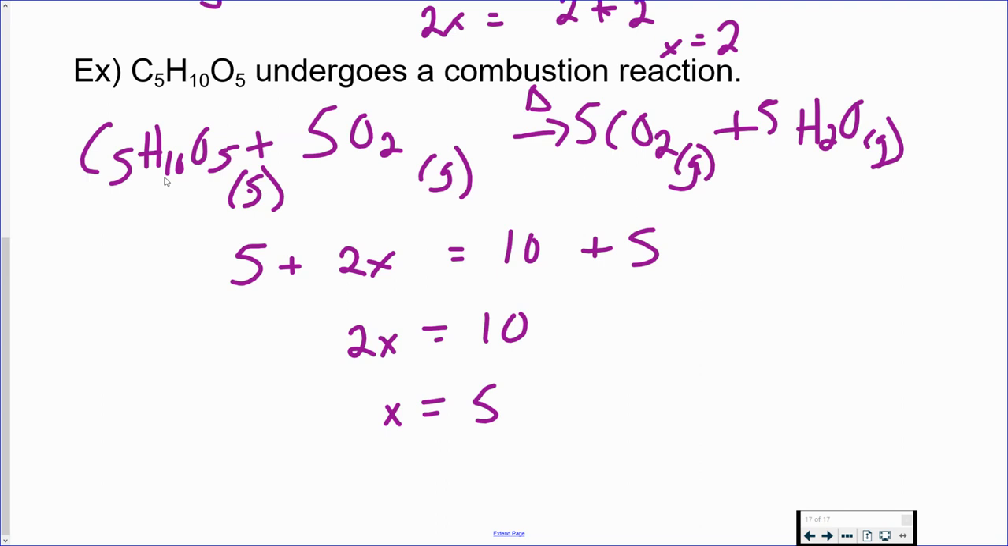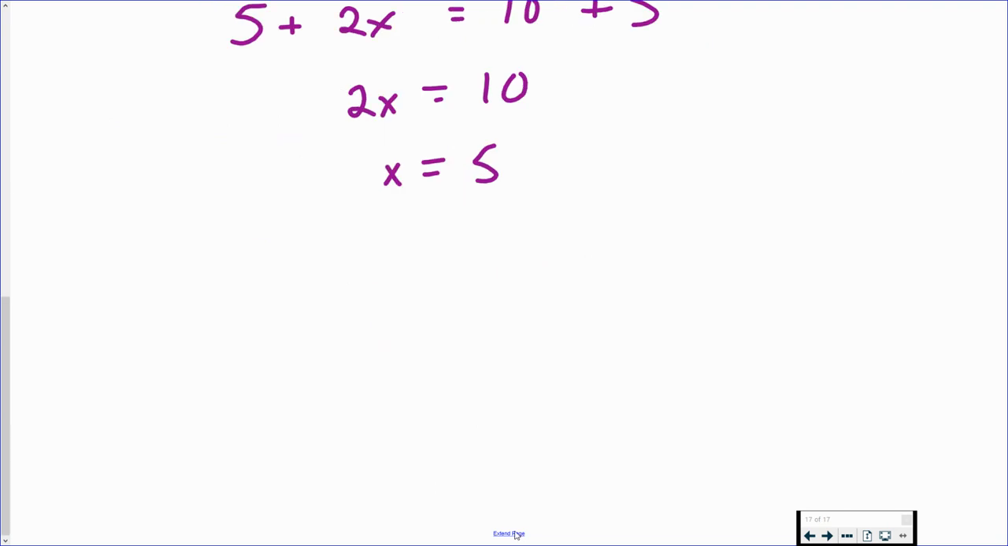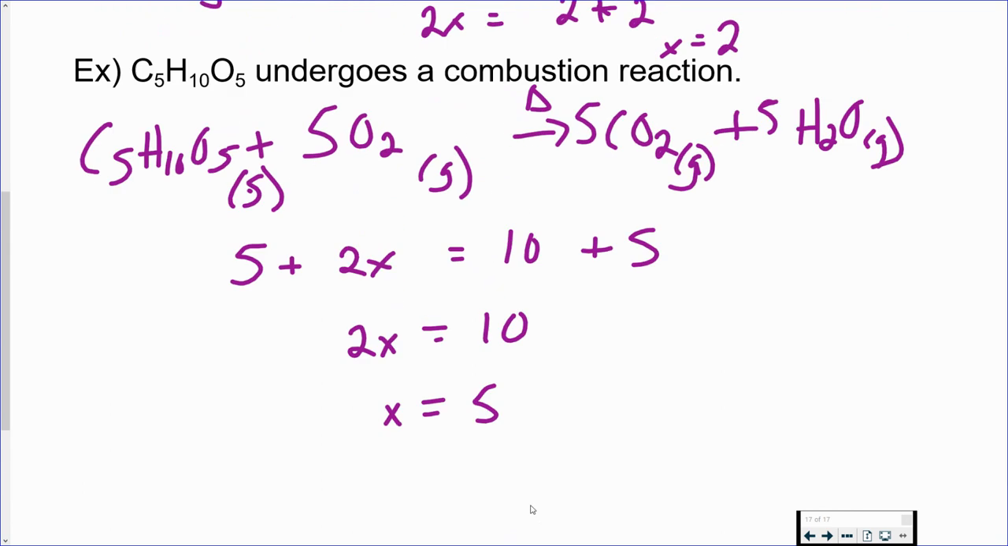Now, I will tell you a lot of times what I have found to be easiest is multiplying this by 2 going through, and if you had to, then dividing your coefficients by 2 to get the lowest coefficients possible.